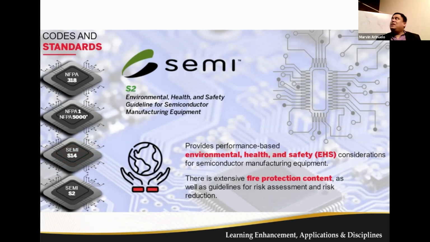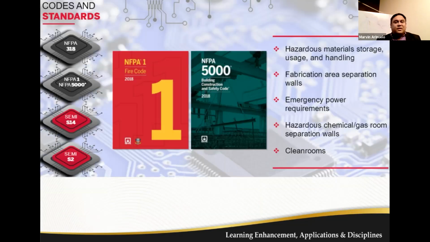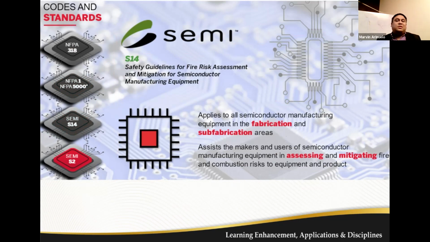There is also SEMI S2, meaning Environmental Health and Safety Guideline for Semiconductor Manufacturing Equipment. And it provides performance-based environmental health and safety consideration for semiconductor manufacturing equipment. And there is an extensive fire protection content as well as the guideline for risk assessment and risk reduction. So this is just to be familiar. In a clean room, in a clean zone, you can use NFPA 1, NFPA 5000. Another one is the NFPA 318 and the SEMI standard, Semiconductor Equipment and Material International. One is S14 and the other is S2.